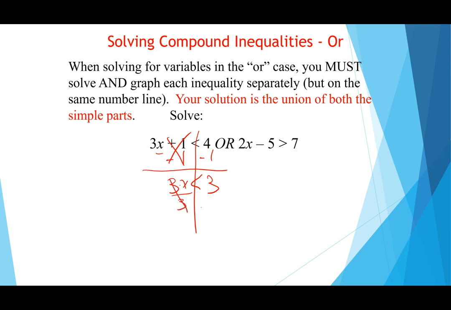Division is the opposite of multiplication, so I'm dividing by 3 to cancel it out. We have x all by itself less than or equal to 3 divided by 3, which makes 1. So that's the left inequality. Now we're going to focus our attention on the right inequality.